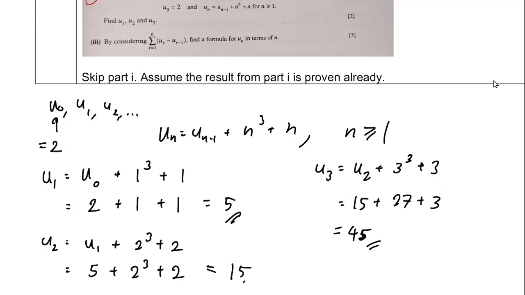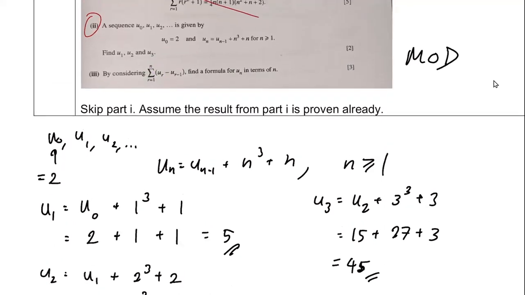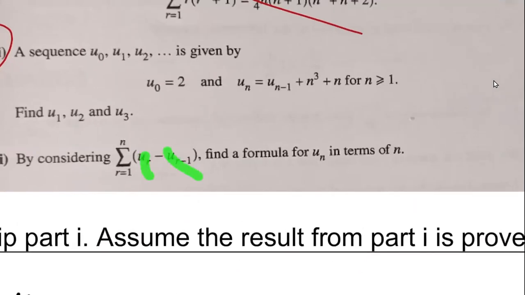Good. Moving on. By considering the summation of Ur minus Ur minus 1, taking the sum from r equals 1 to n, find a formula for Un in terms of n. Whenever you see summation and a minus sign, you must think MOD, not Ministry of Defence, but method of difference, telescoping sum. So in this case, where's Ur and Ur minus 1? It's really just here, but you must replace the n with r, and then bring the Un minus 1 to the other side.